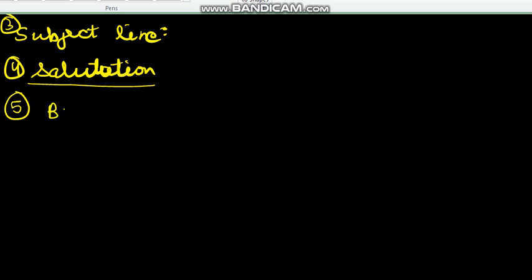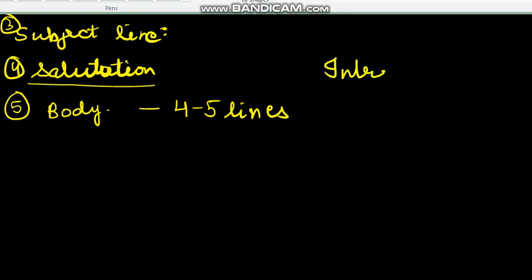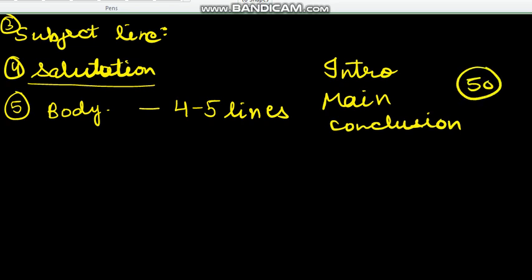Then comes the body of the email. This body can be of 4 to 5 lines, and this will talk about what your email is all about. This is the core part which talks about the basic things your email contains. It can contain your introduction, your main part, and then the conclusion. Always remember, this body should not be more than 50 words.